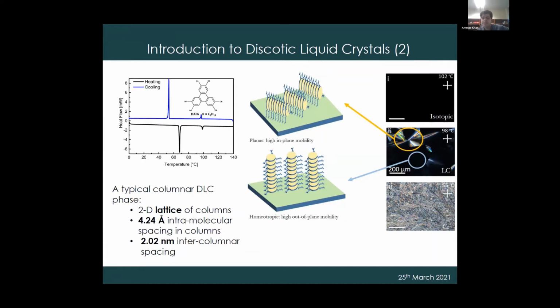There are two main types of alignment of a columnar phase. It could either align face on a substrate and form these standing columns, or they can basically lie down, and the director, or the axis of the columns, would be parallel to the substrate. Typical intercolumnar spacing between these stacks of molecules is about 2 nanometers, and of course this depends on the size of the molecules. And typical spacing between the molecules is about 4 angstroms.